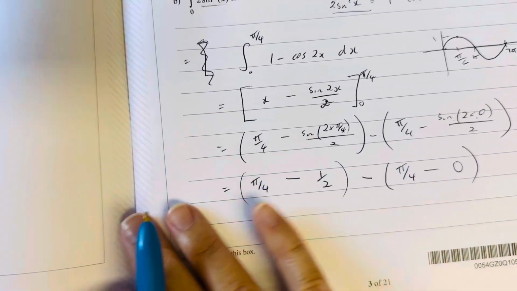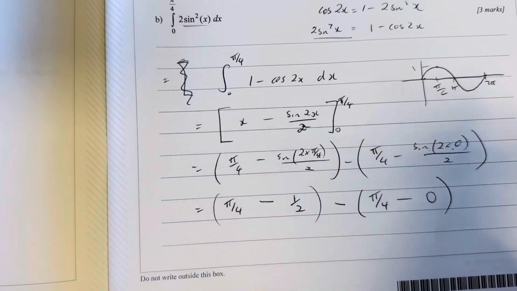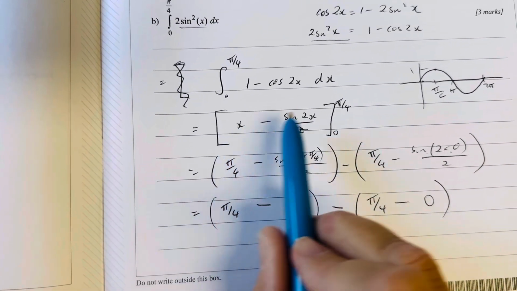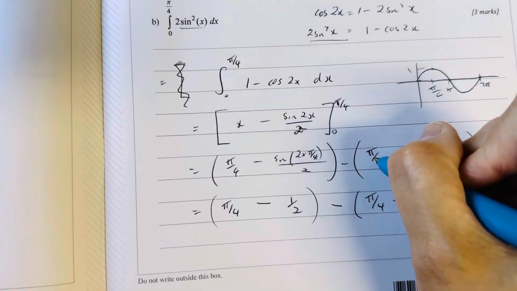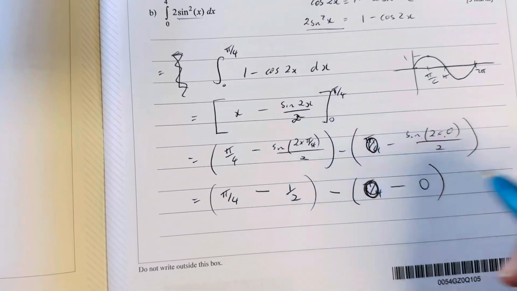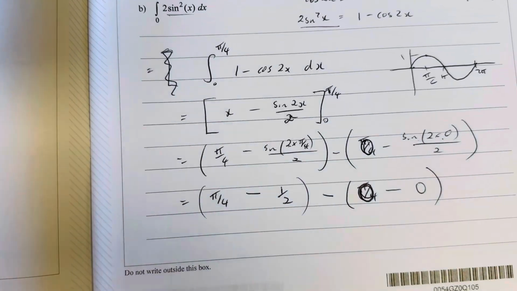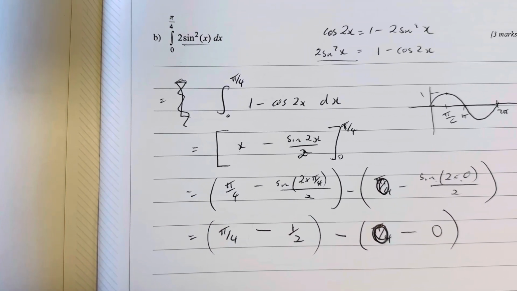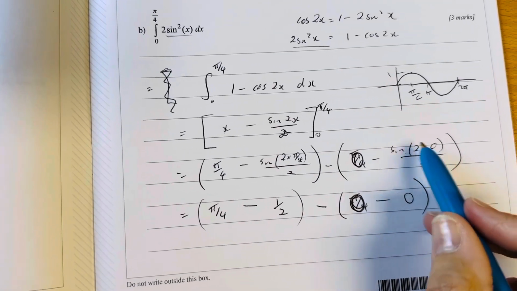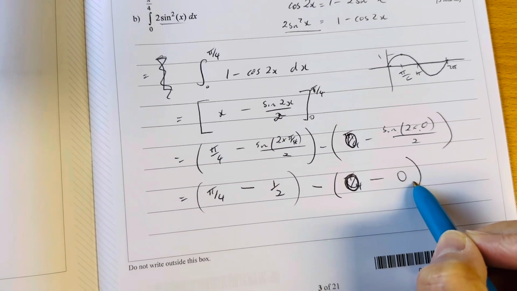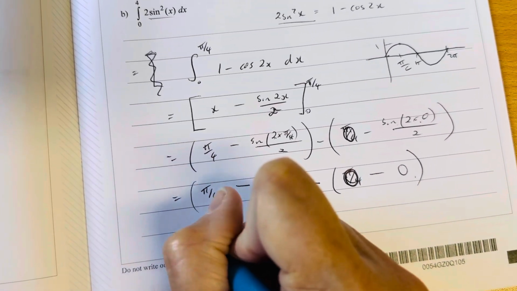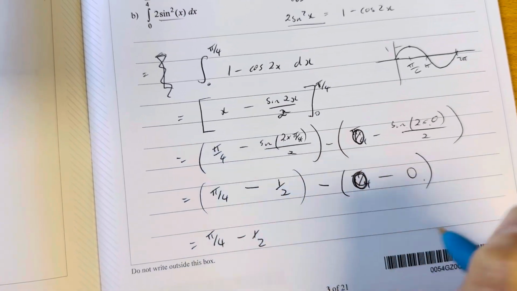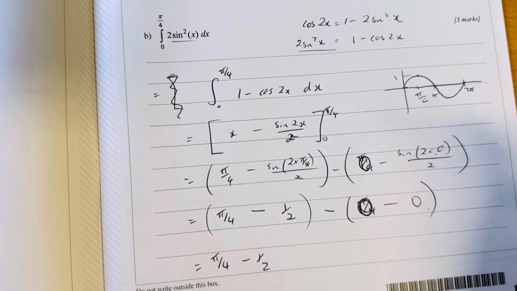Oh, I made a mistake, didn't I? I apologise. When I substitute my 0 in for x, this should have been 0, shouldn't it? These mistakes are made so easily. That's why we need to be really careful and watch what we're doing when we substitute. So we put that in there. And so our answer is pi on 4, take a half is our final answer.